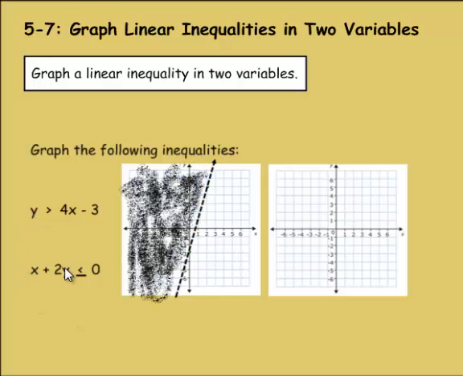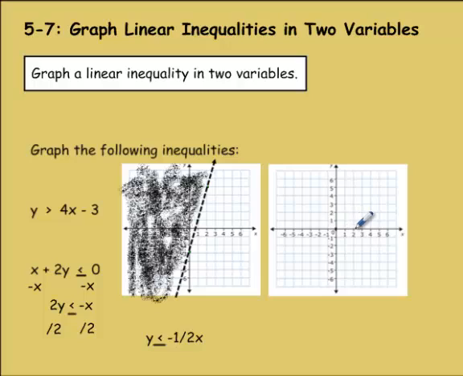So we have a standard form inequality here. Let's turn that into slope-intercept form. So subtract x from both sides. So we have 2y is less than or equal to negative x plus 0, or just negative x. Then we can divide both sides by 2. So y is less than or equal to negative 1/2 x. So the y-intercept is 0 because there's nothing being added here. And the slope would be negative 1/2.